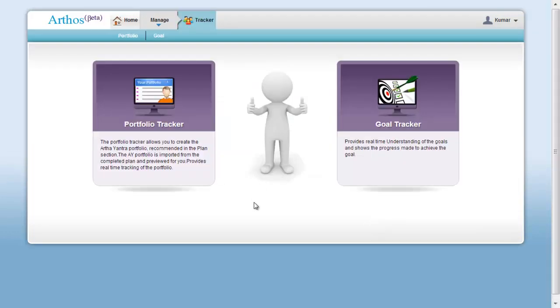Manage section is used to ensure that we can manage and monitor our plan. Currently, you only have the tracker facility available in this section.